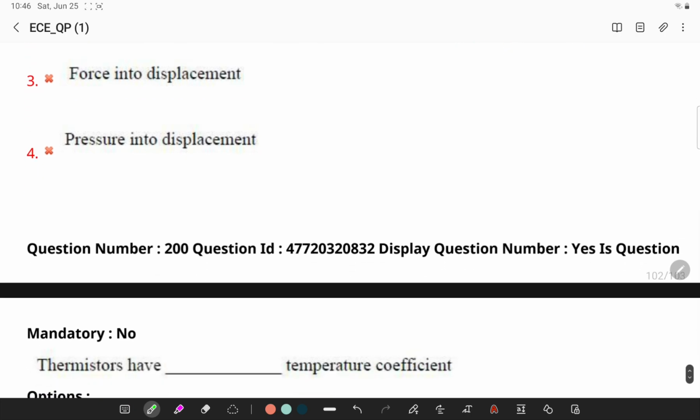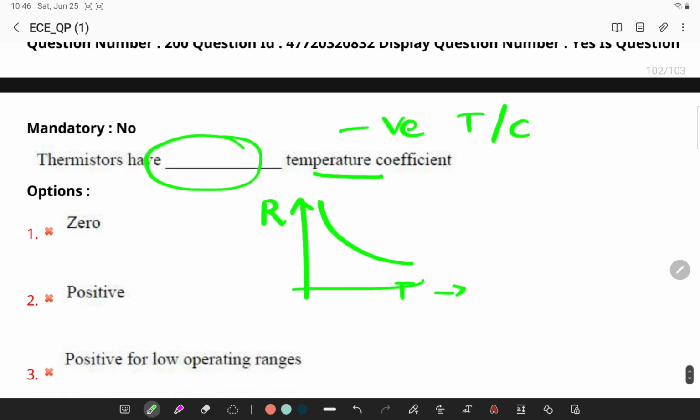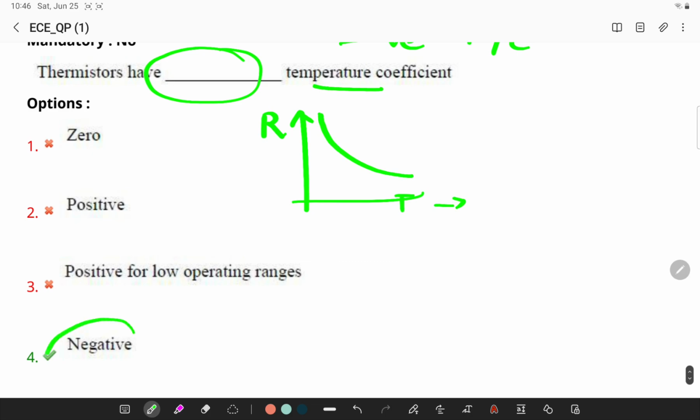Next, thermistors have which type of temperature coefficient? Remember, thermistors have negative temperature coefficient. If you see the graph, as temperature increases, the resistance will be decreasing. Try to remember this graph. So even a small change in temperature can cause significant changes in their electrical resistance. With this, the questions related to this particular industrial electronics are completed.